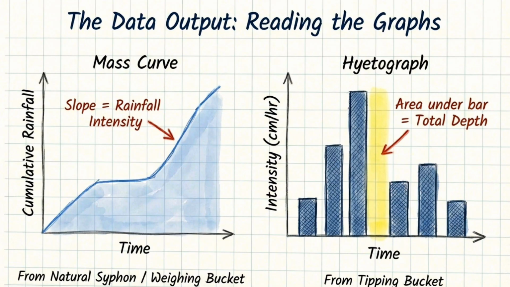So remember the difference clearly. Mass curve: cumulative rainfall versus time. Hydrograph: rainfall intensity versus time.